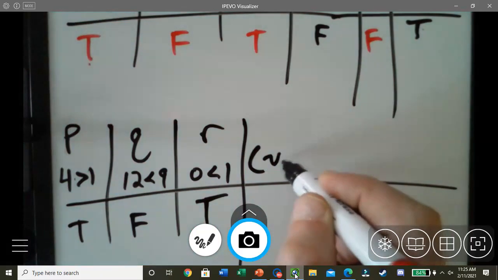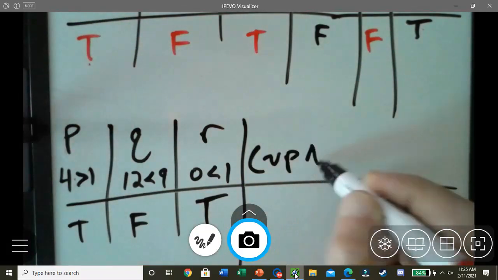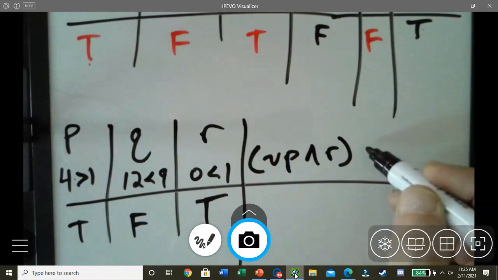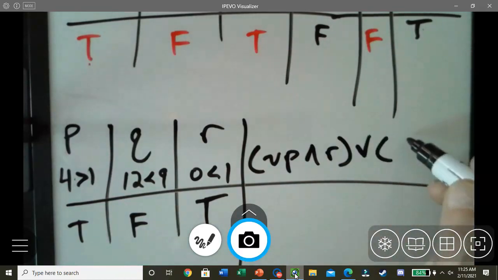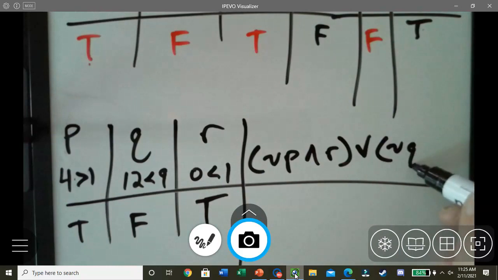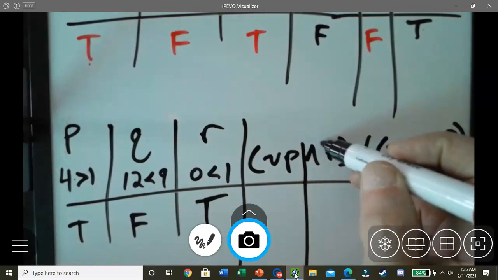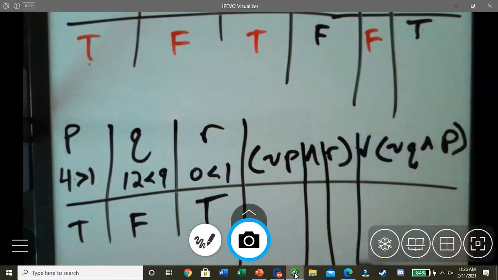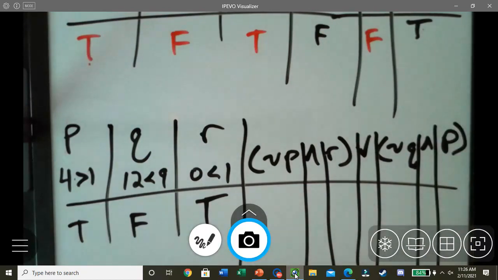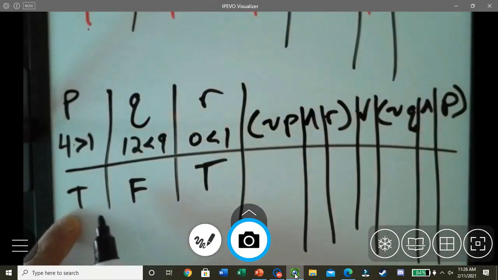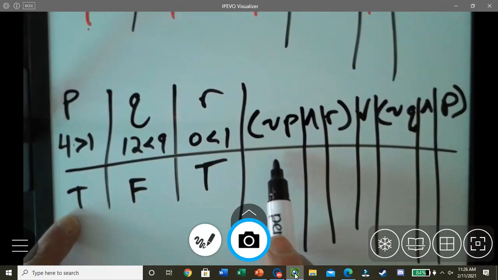Not P and R, or not Q and P. Okay? So we want to draw columns for each one of these. All right. So if P is true, then not P is false.